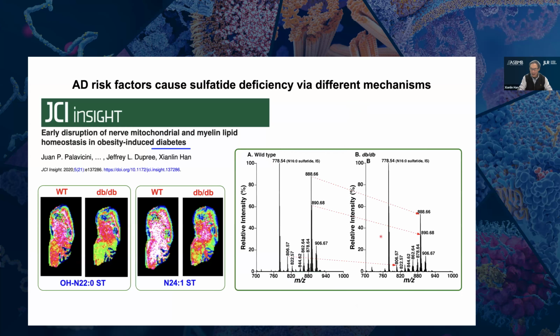And for diabetes, we found that all the type 2 diabetes animal models lead to sulfatide loss. Shown here is both imaging data.